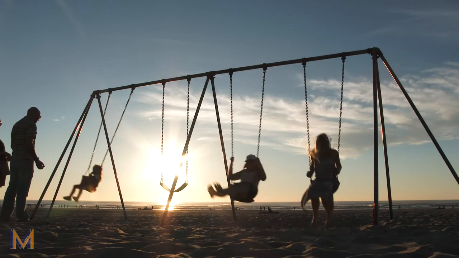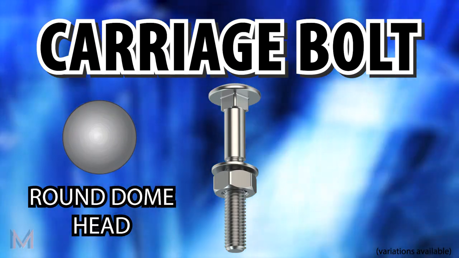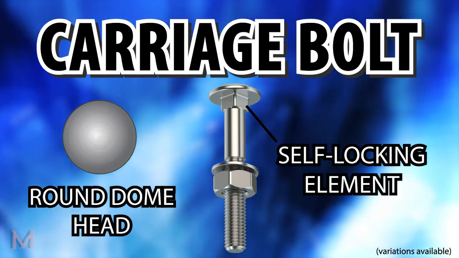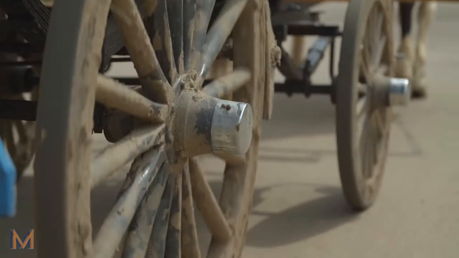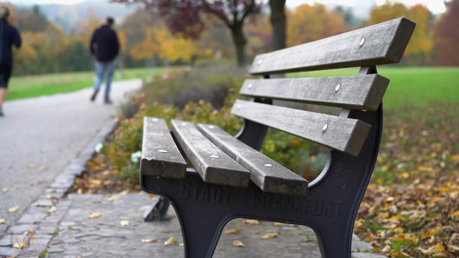Carriage bolts are unique in that they feature a round dome head and a self-locking element, which only allows for disassembly from the nut side. Originally used for carriage and carriage wheel construction, carriage bolts are now found in many common places.